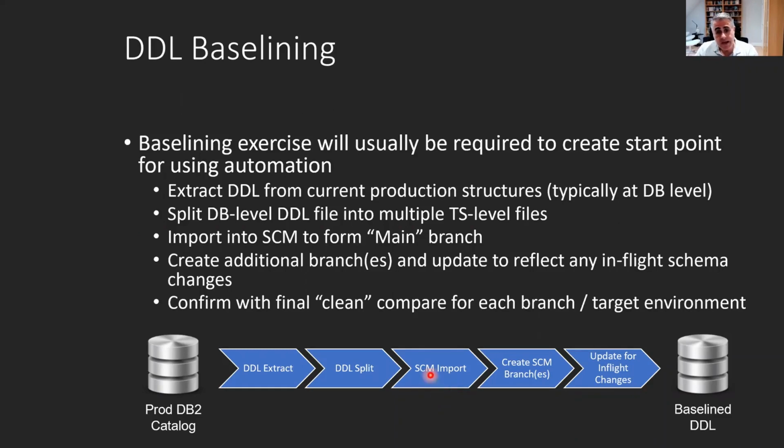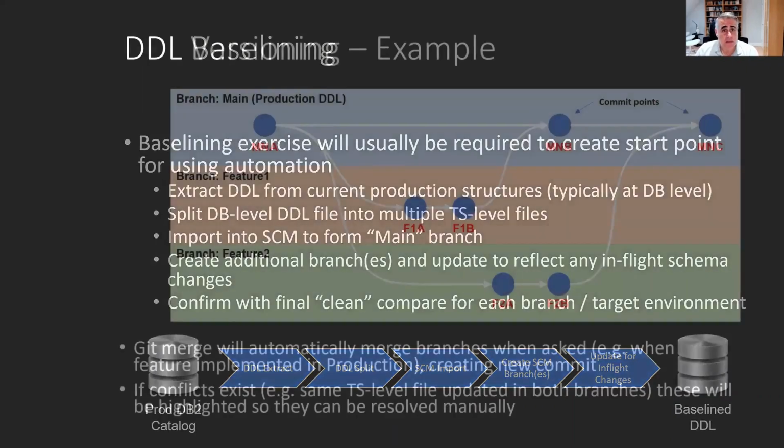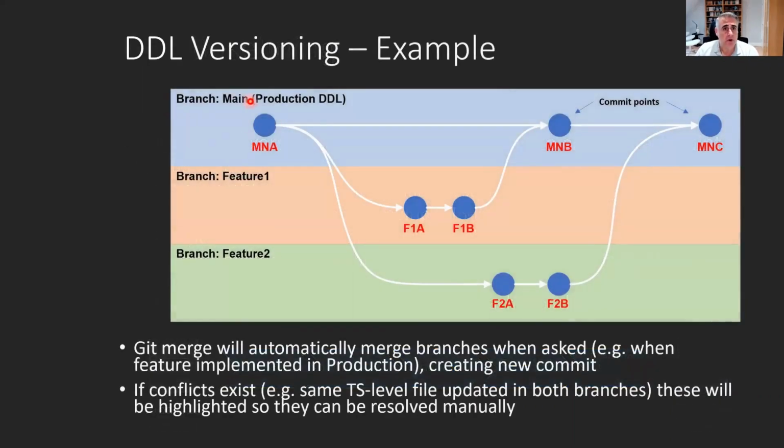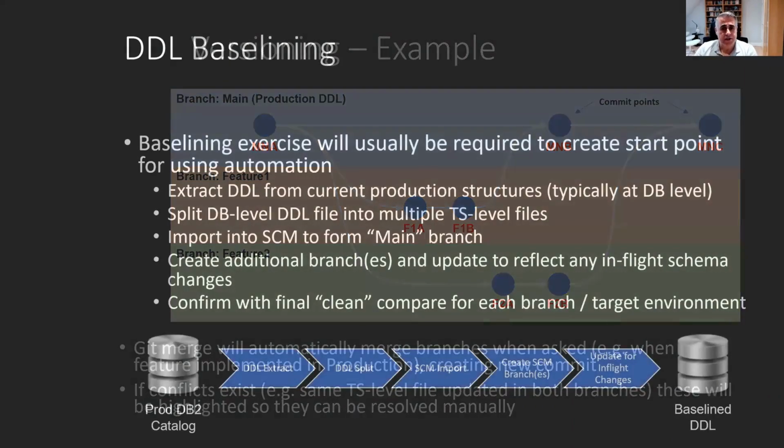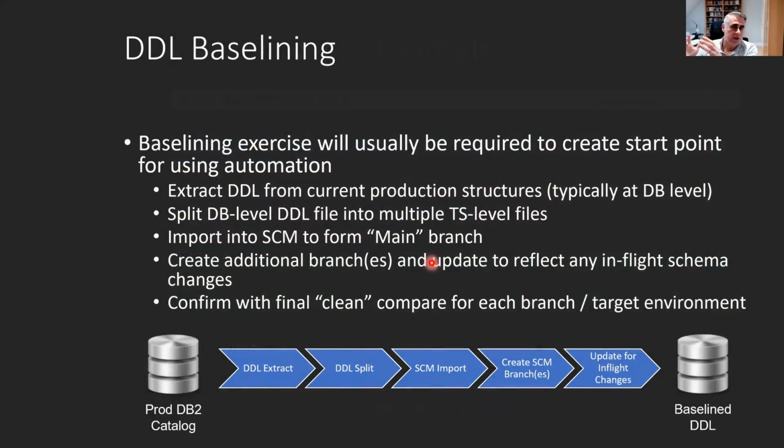And that will form your main branch. So going back to this diagram, that may be your starting position here in your main branch. But typically, when you do this, there may be some in-flight changes. So although you've captured your production definition, you may have some in-flight changes earlier in the route to live that are being developed.